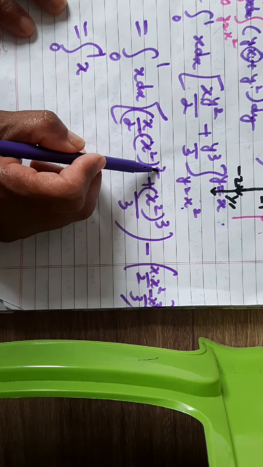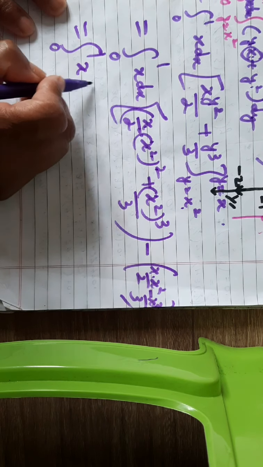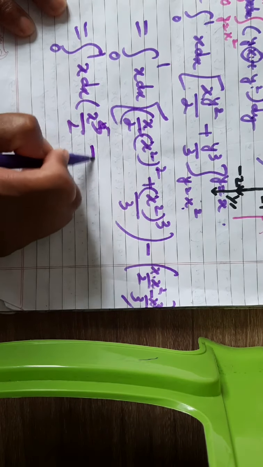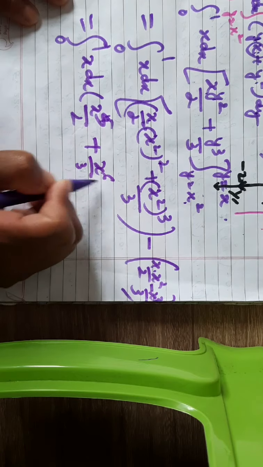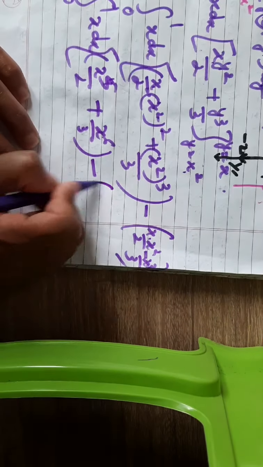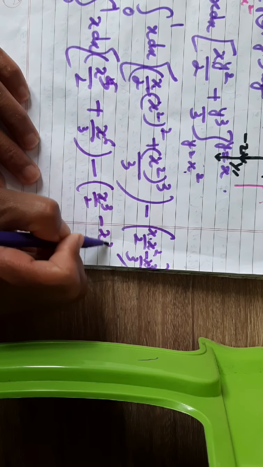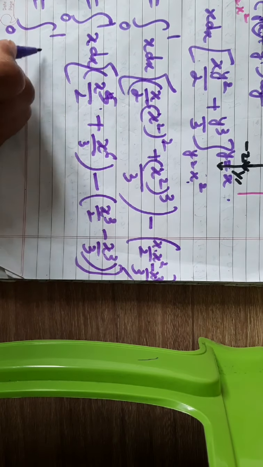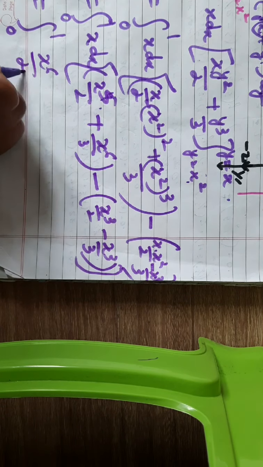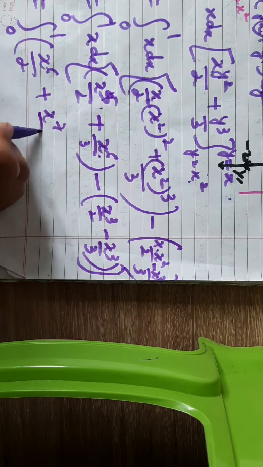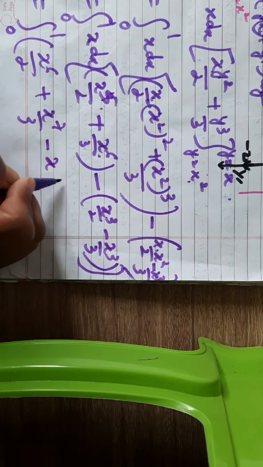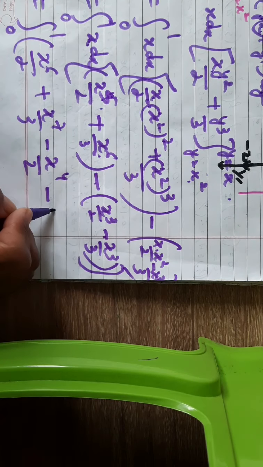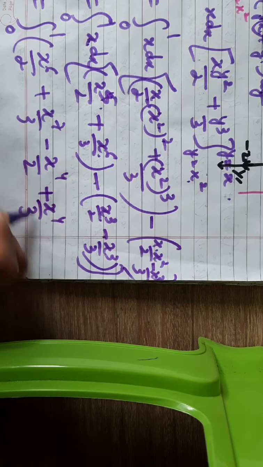Now (x squared) whole square will become x to the power 4, into x it will be x to the power 5 by 2, plus here it will be x to the power 6 by 3, minus here it will become x cubed by 2 minus x cubed by 3. Next you multiply this x inside, so it will become x to the power 6 by 2 plus x to the power 7 by 3, x into this one it will be minus x to the power 4 by 2, minus into minus will become plus, with this x it will become plus x to the power 4 by 3, dx.